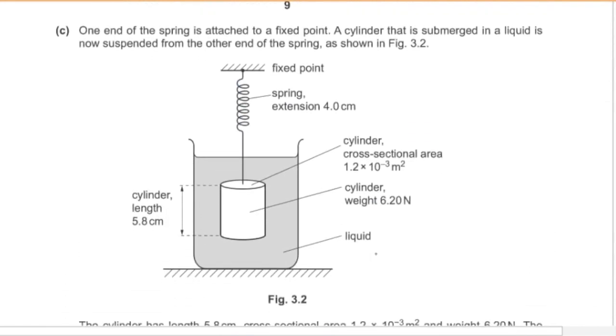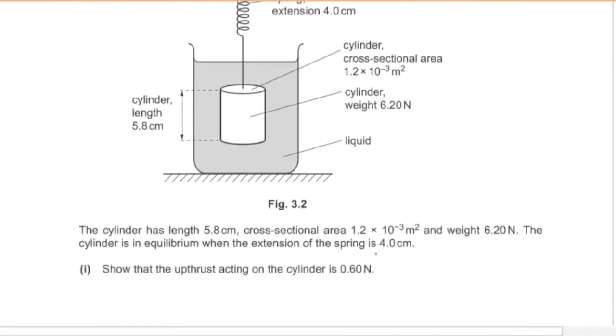Part C, one end of the spring is attached to a fixed point. A cylinder that is submerged in a liquid is now suspended from the other end of the spring as shown in figure 3.2. The cylinder has length 5.8 centimeters, cross-sectional area of 1.2 times 10 to the power of negative 3 meters squared, and weight 6.2 newtons that acts from the center and acts downwards. So I must label it just to make things clear and easier.